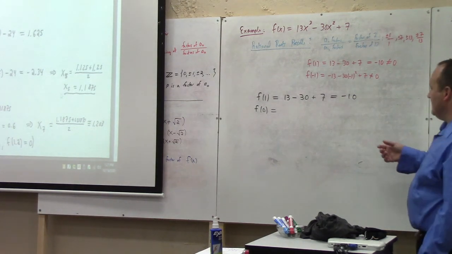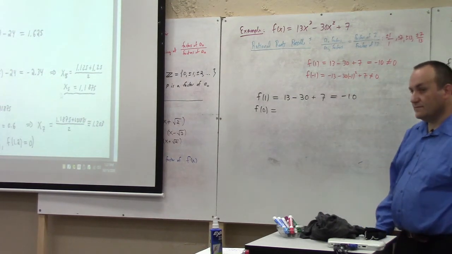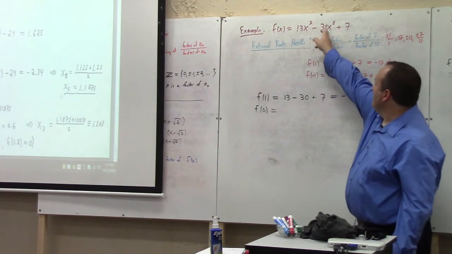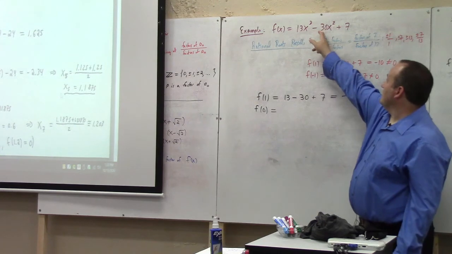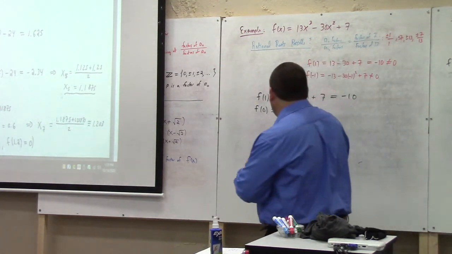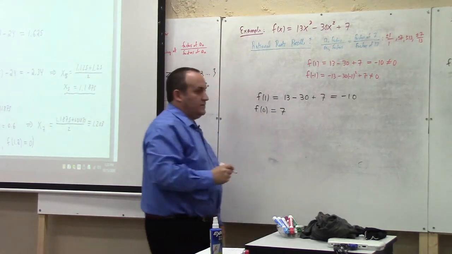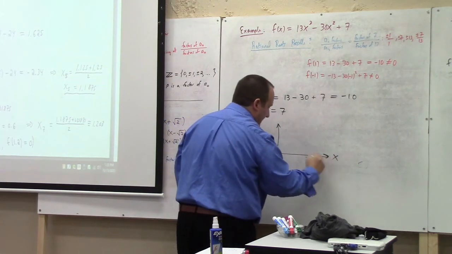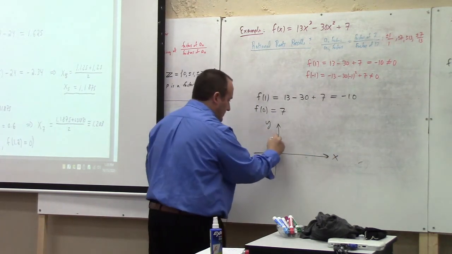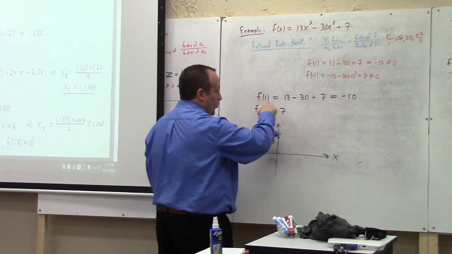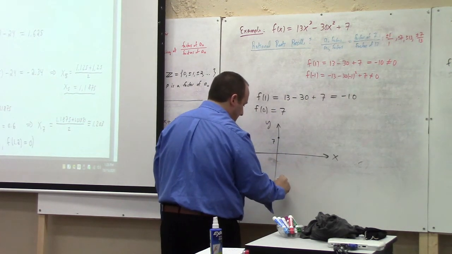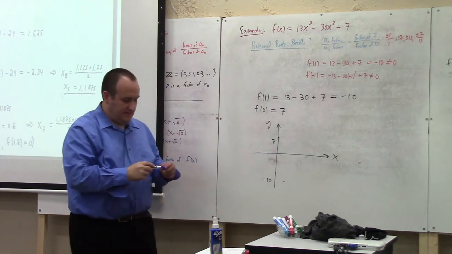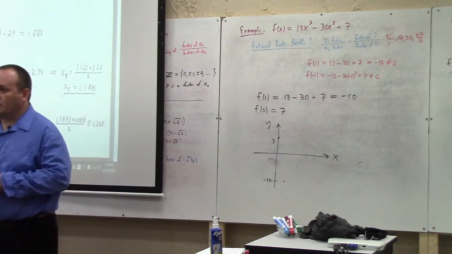Anyway, f of 0 is what? I heard 7, right? If you plug in 0 to here and 0 to here, you get 0 minus 0 plus 7, which is 7. So what does this mean? If you graph this polynomial, at 0 it's 7, and at 1 it's minus 10. What does that mean? That means that it has to cross through 0 somewhere between 0 and 1, right?